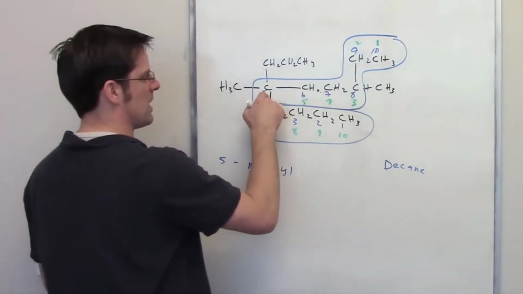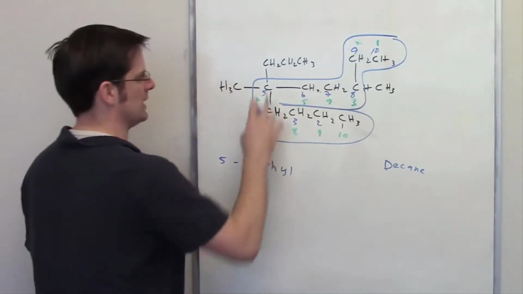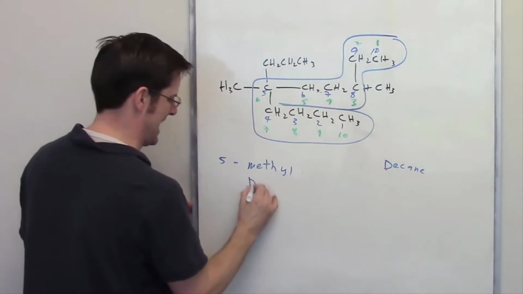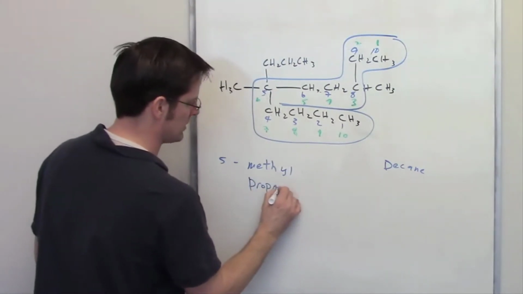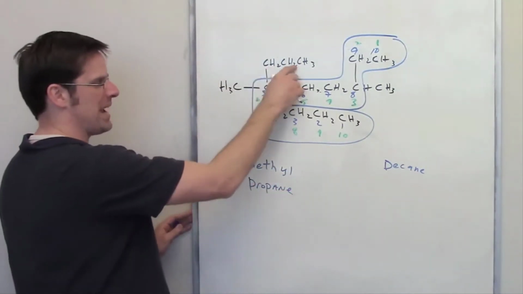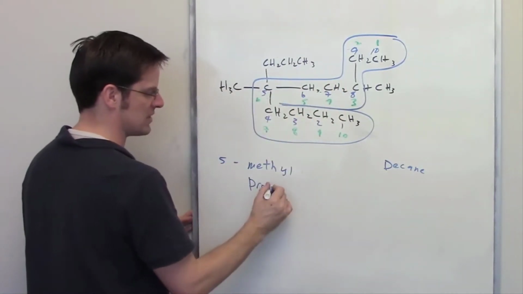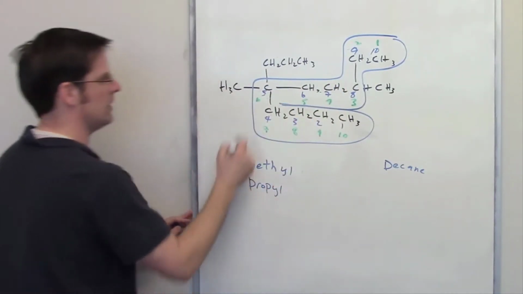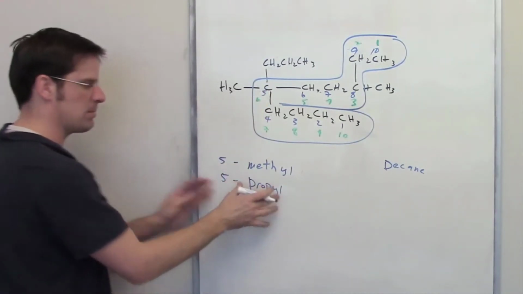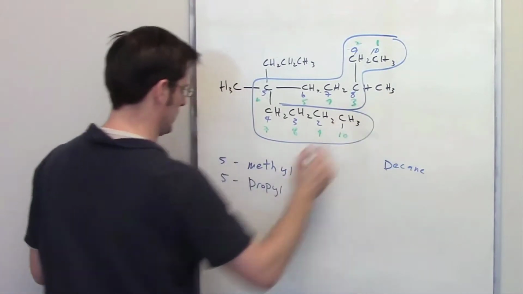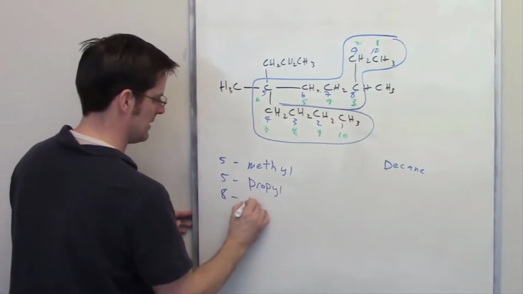Now, also coming off of carbon 5, blue notation, I've got a 3-carbon long chain. A 3-carbon chain is called propane. However, this is not a regular propane. It's a propane dangling off of a parent chain, which means it's a substituent, so I replace the suffix "ane" with "yl." So coming off of carbon 5, I've got propyl. Coming off of carbon 8, I have another methyl group, so I would go ahead and write down 8-methyl.